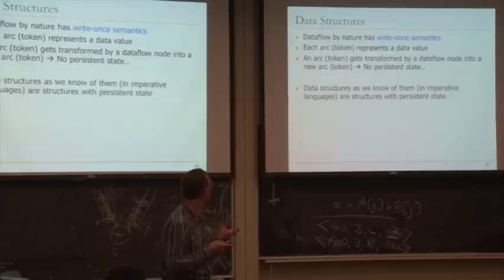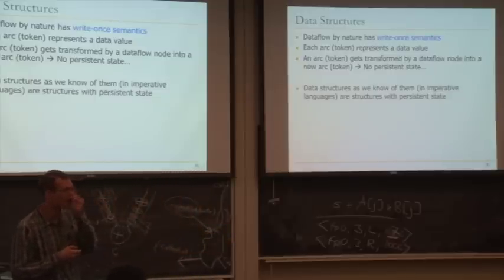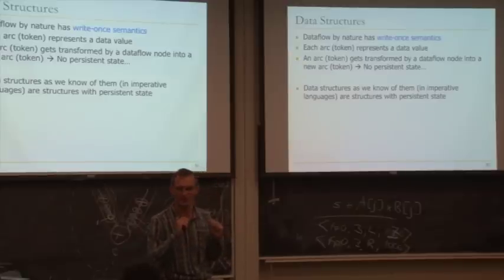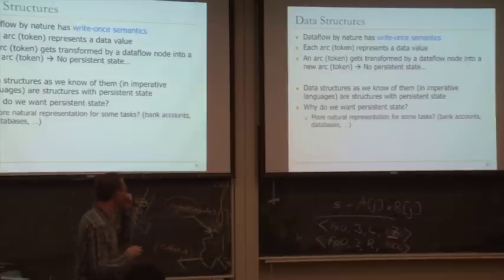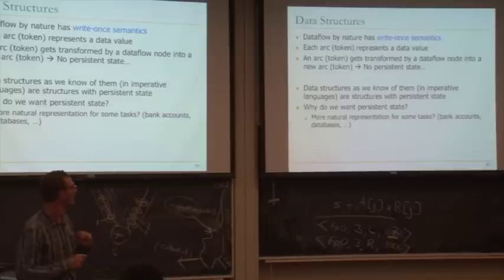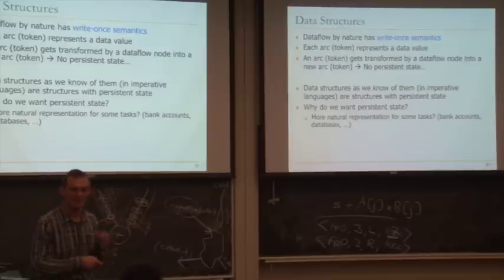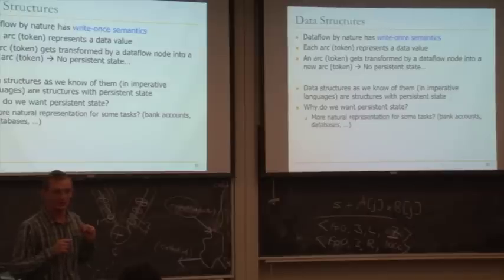But you want persistent state. Data structures, as we know them today, in imperative languages, are structures with persistent state. You want to store an array and change the value. You want to store a linked list and change the value there. Well, how do you do that? Why do we want persistent state? Because it's just a natural representation for many things. Arrays, and arrays are actually easier to handle, but things like bank accounts and databases. You want to store lots of data, and you want to query, and you want to change it. How do you get rid of this write-once semantics? And that has been part of the problem with Dataflow.